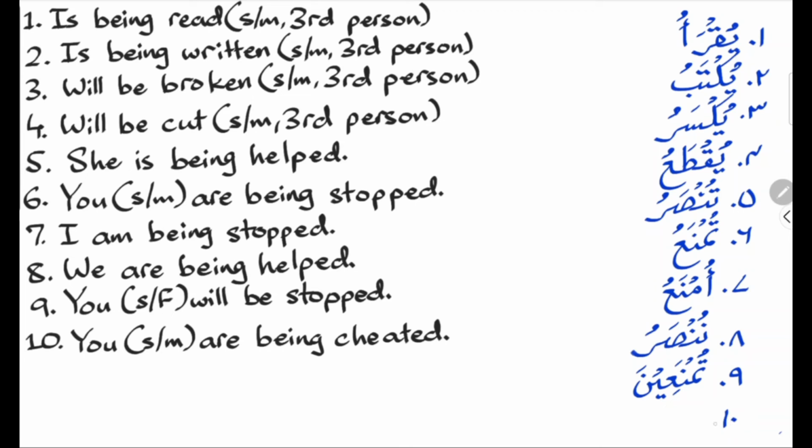Tumna'ina. And lastly, number 10 is you singular male are being cheated. Cheat in Arabic is khada'a yakhda'u. You singular male are being done is tuf'alu. So khada'a on the wazn of tuf'alu is tukhda'u.